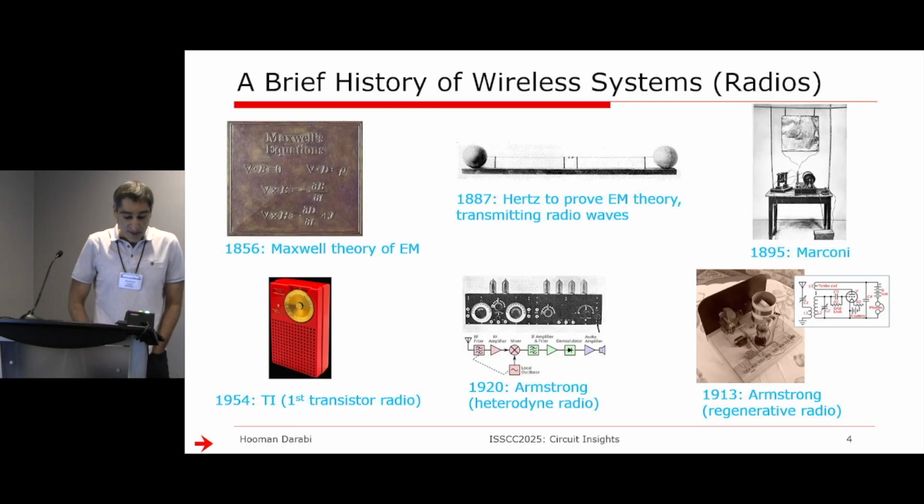So it all started in 1856 when James Clerk Maxwell published his 4 basic fundamentals of electromagnetism, or the basic famous equations, which predicted the existence of electromagnetic waves and the fact that if you have magnetic and electric fields, they travel in the air with near the speed of light.